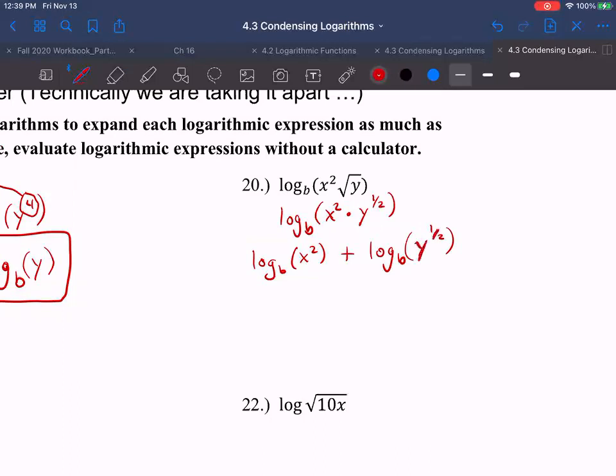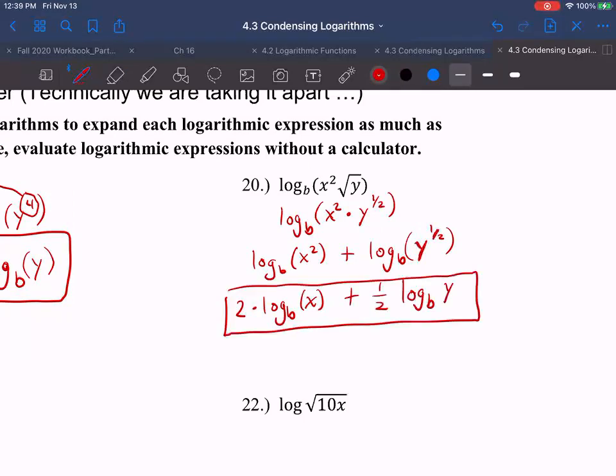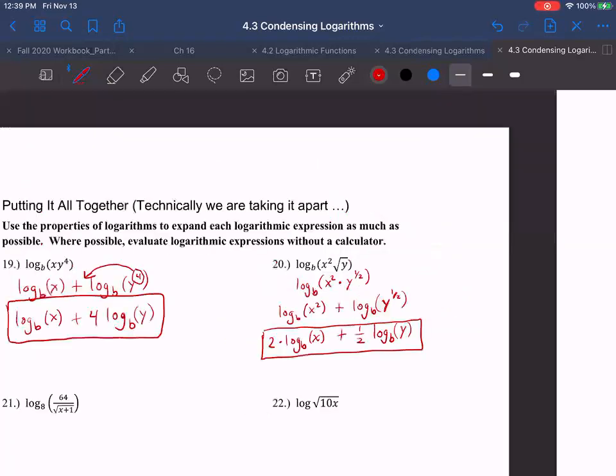And then I can do my power rule where I can bring the exponents out front: 2 times log base b of x plus 1/2 log base b of y, just like that. Okay, and so there's that. This is just taking them apart and expanding them. You just have to figure out what order you can do them in and go through and do them.